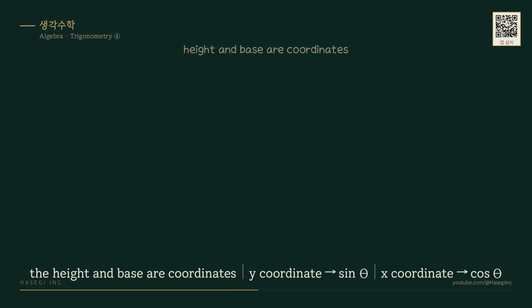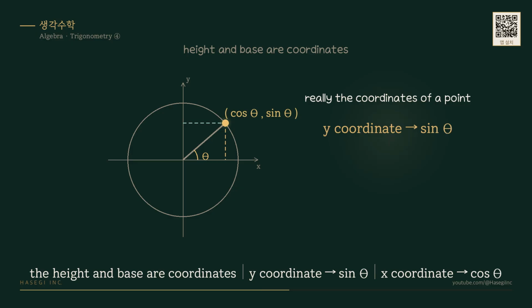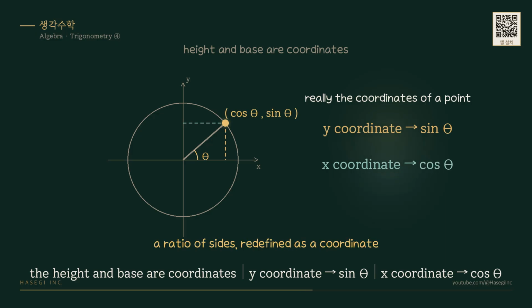Now the decisive step. That height and that base are really the coordinates of a point. The y-coordinate of the point at the end of the radius is the sine, and the x-coordinate is the cosine. What was a ratio of sides has been redefined as a coordinate.